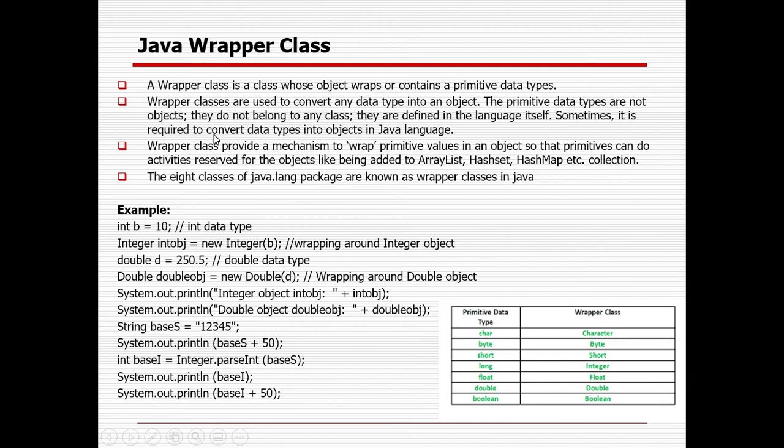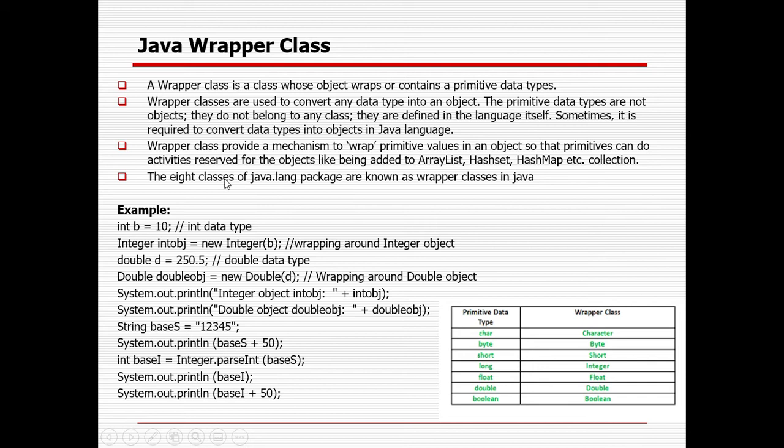Sometimes it is required to convert a data type into an object in the Java language. So then the wrapper class comes into the picture, and it plays the pivotal role of wrapping the data type. A wrapper class provides a mechanism to wrap primitive values in an object so that primitives can do activities reserved for an object, like being added to an ArrayList, HashSet, or HashMap in the collection. Whenever I talk about collections, you will get to know more details about it, but for now you can just get the high level overview of the wrapper class.